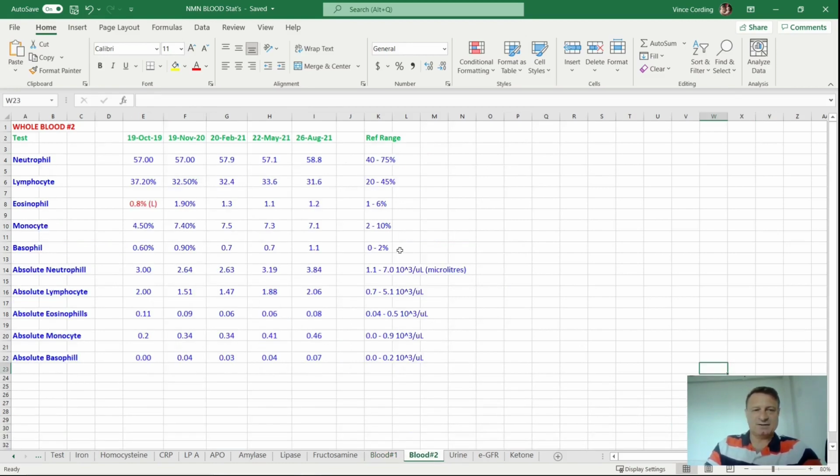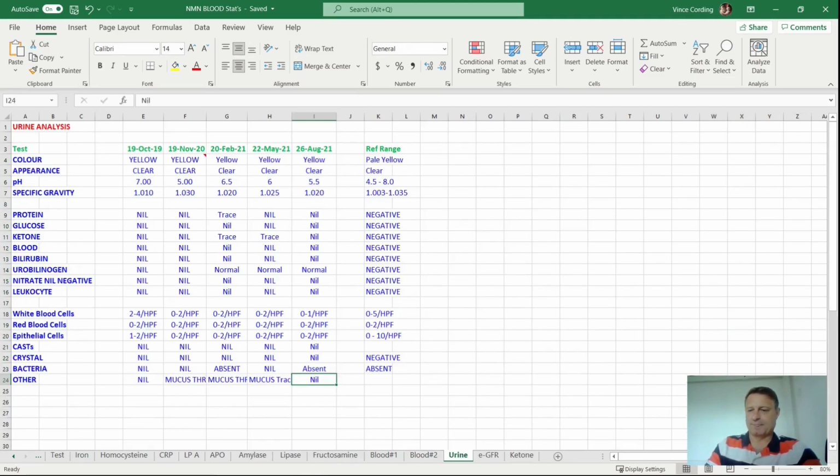My second lot of blood, and you can pause this. These are all within range, so I've got no problems or worries about that. My urine is all okay. The only change is previously I've had a mucus thread trace. This time that's completely gone. So not sure what that was, but seems to be better.